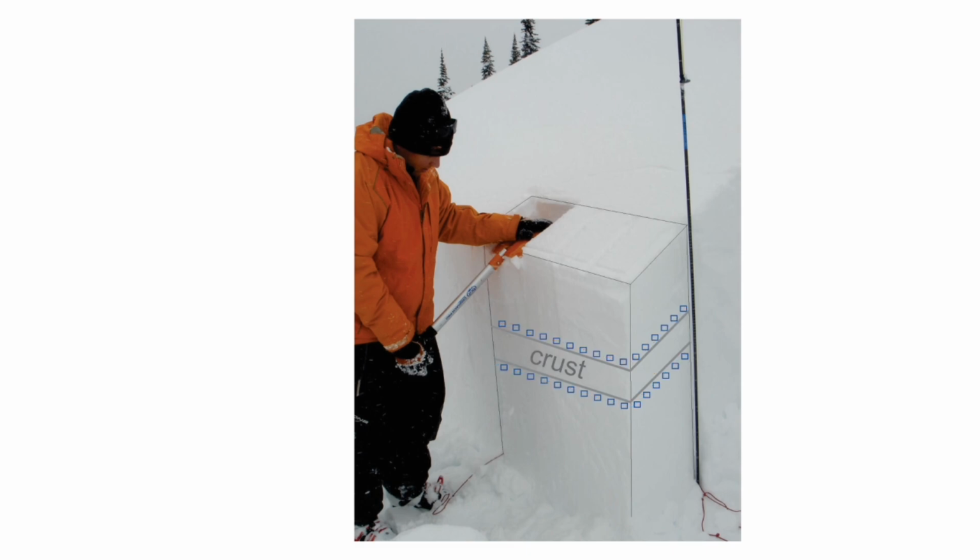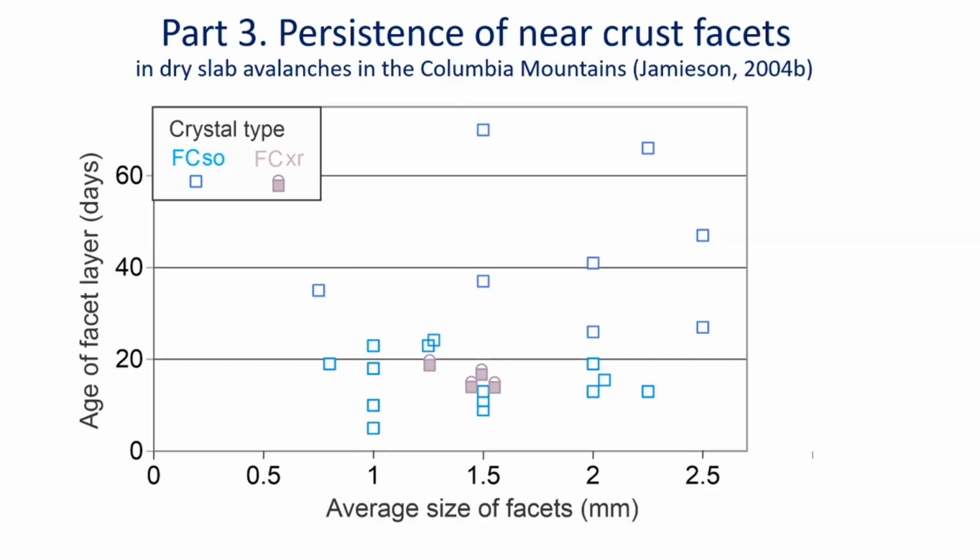To see how common it was for a layer of facets under a crust to release avalanches, Scott and I searched through our records and books on avalanche accidents. We found only a few fatal avalanches that released in facets under melt-freeze crusts, and none of these crusts were thick or knife-hard. So avalanches that release in facets under a thick, hard crust are less common than releases above crusts. Now, in part 3 of this video, let's look at the persistence of near-crust facets.